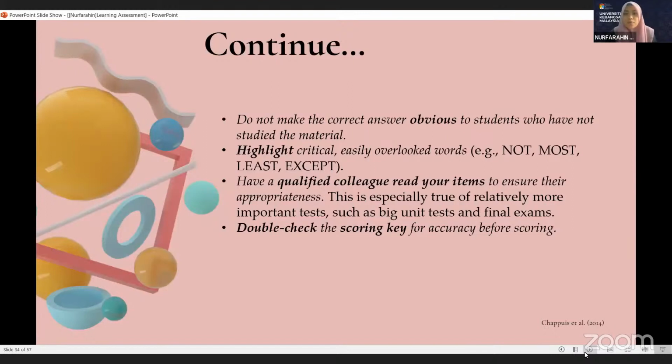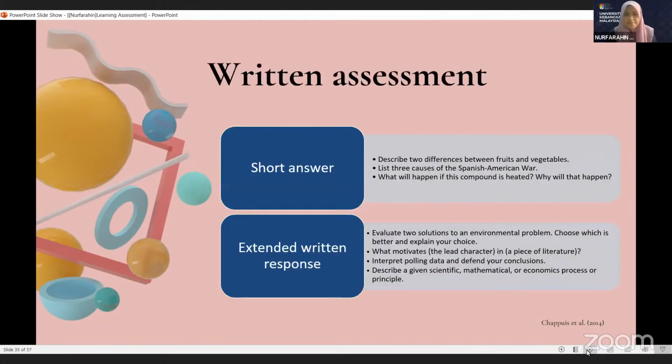Highlight critical, easily overlooked words. Sometimes when we see questions, there are terms like not, most, least, etc. So we need to highlight these critical words. And before we give the questions to our students, let's have a colleague read your questions first, so that they can give you feedback on how to improve the questions, on whether your questions are appropriate to your students. And the last one is to double check the scoring key for accuracy before scoring.